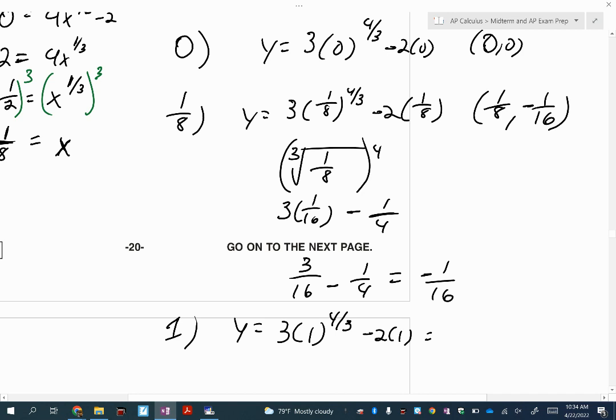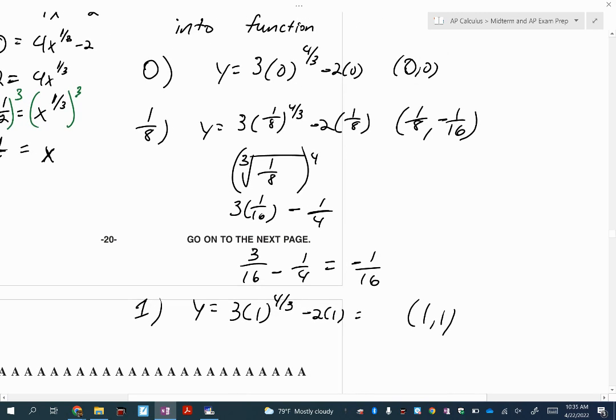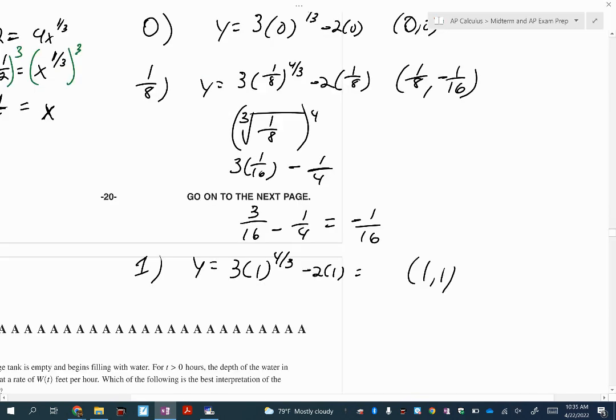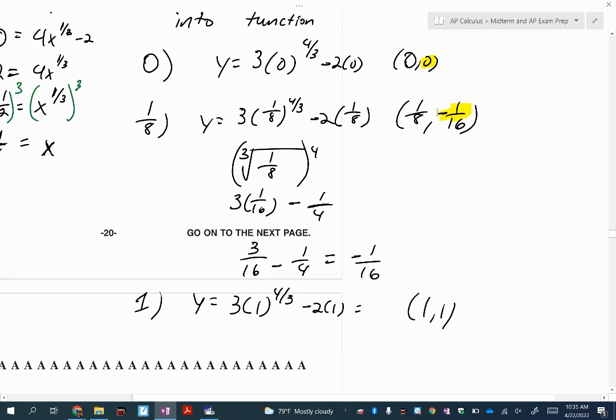1 to any power is going to be 1. What's 1 times 3? 3. And then 2 times 1 is 2. So 3 minus 2 is 1. So this is 1, 1. Now analyze your y values. I'll highlight them for you. Look at your y values. We're looking for the minimum. So which one has the lowest number?